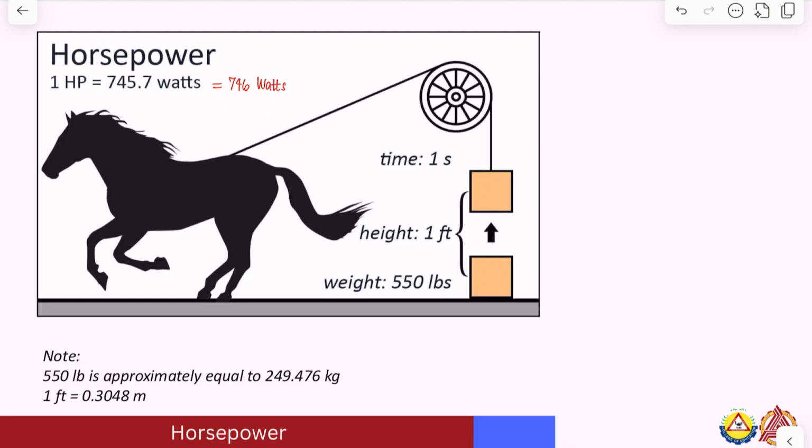So what does it mean? So how do you visualize 1 horsepower? So 1 horsepower is just like this.